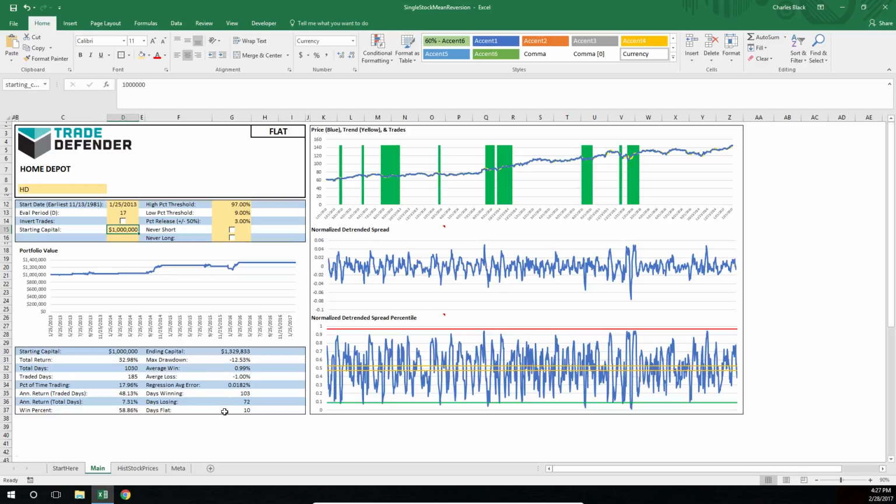And days flat is the number of days that the strategy had a trade on, but that the stock's price didn't change. The regression average error is the average difference between the trend and the stock. Our aim is to have this number be relatively low, but also remember that if it were 0, there would be no spread at all. Max drawdown is the difference between our highest peak and our lowest valley. So say that the portfolio climbed to 1.1 million and fell back to 1 million. This would read negative 10%. It's important to watch this so you don't expose yourself to too much volatility.